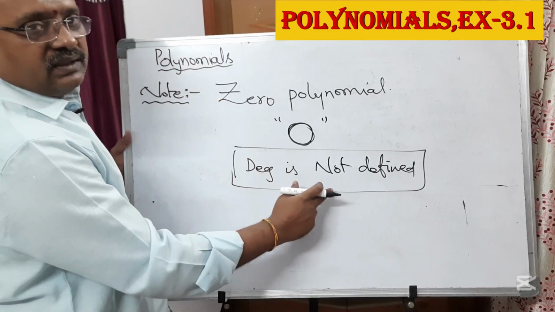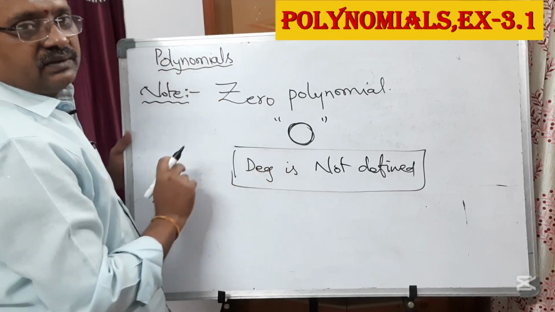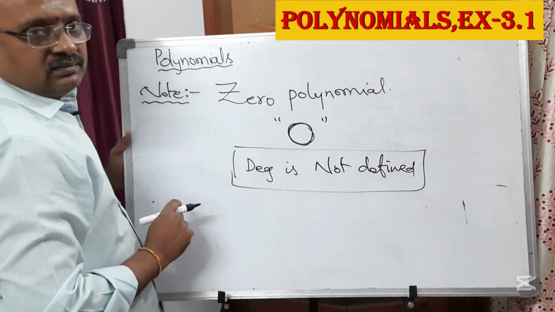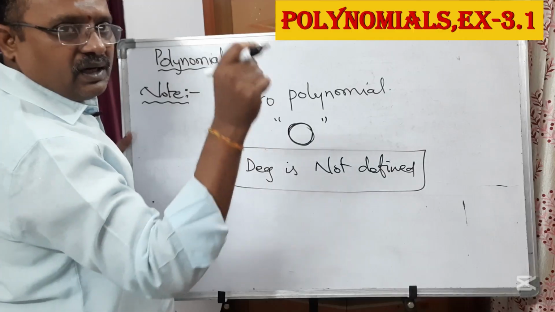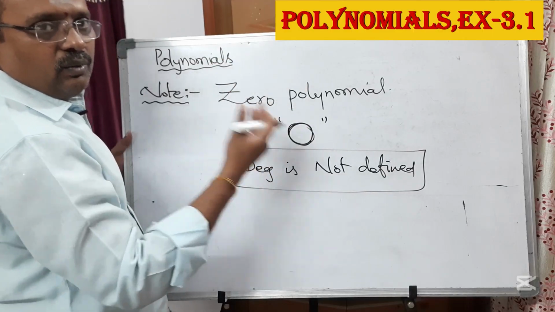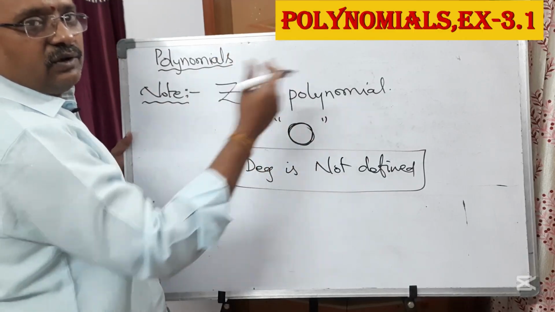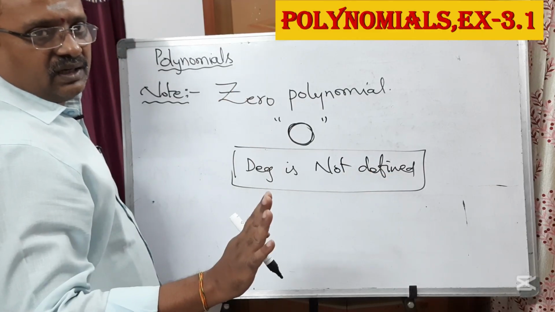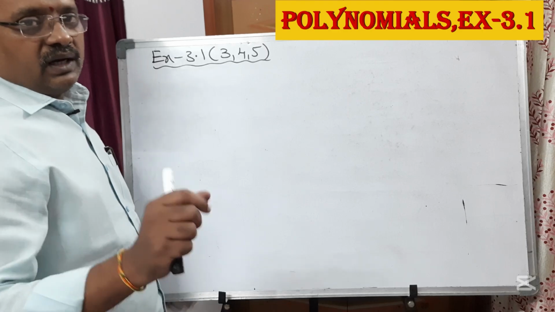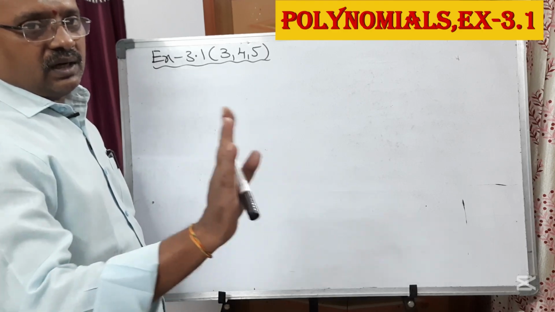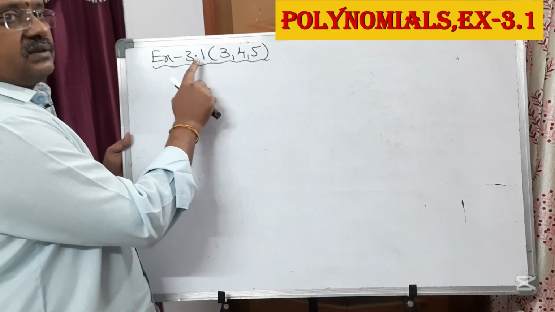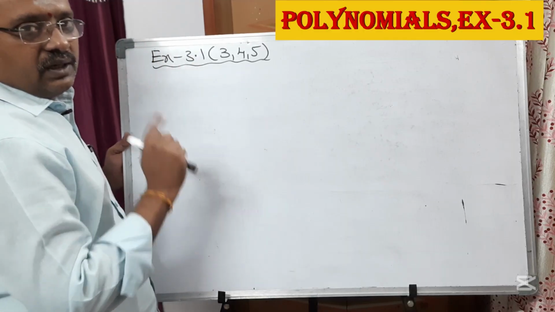Okay, this point is also very important for bits. What is the zero polynomial? The numerical value 0 is called the zero polynomial. What is its degree? The degree of the zero polynomial is not defined. Understood Nana? Good. Okay Nana, after the total concept, we should take exercise 3.1, the first exercise of the topic.